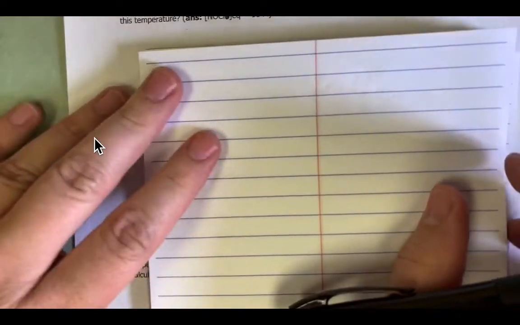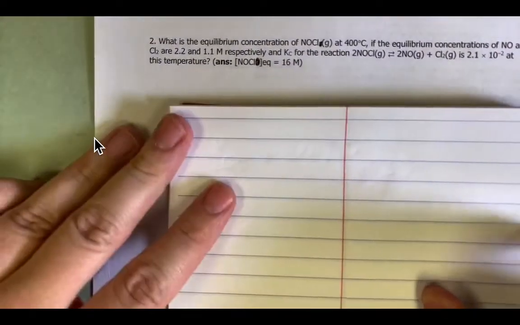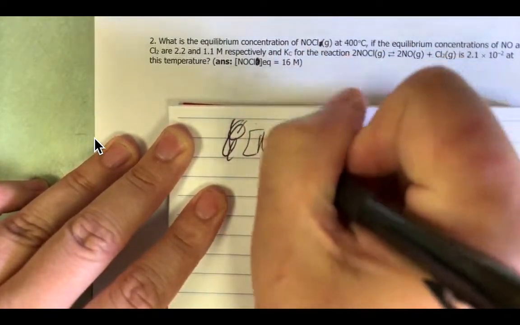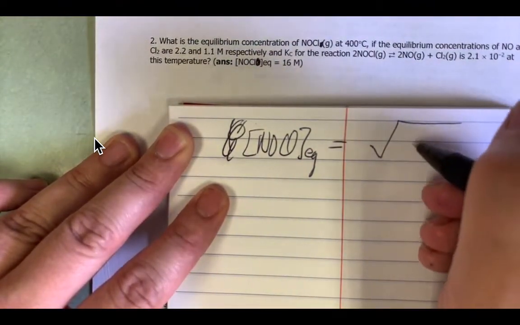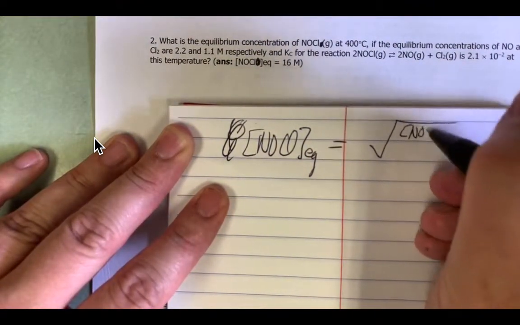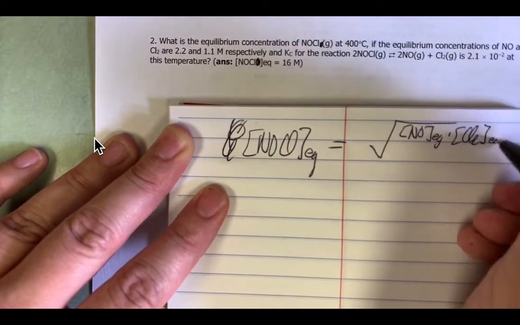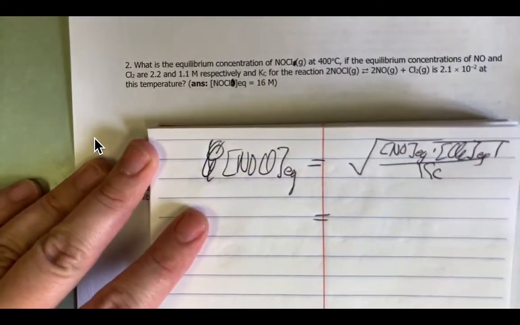Let me try that again. I'm going to rewrite it so you have it on the page. NOCl at equilibrium is equal to the square root of NO at equilibrium squared times Cl2 at equilibrium over Kc. Now we'll put our numbers in here. I want to get that back down for you.